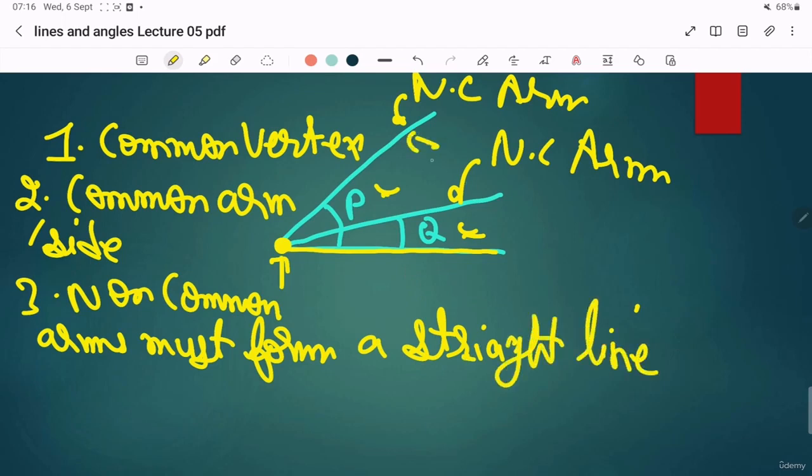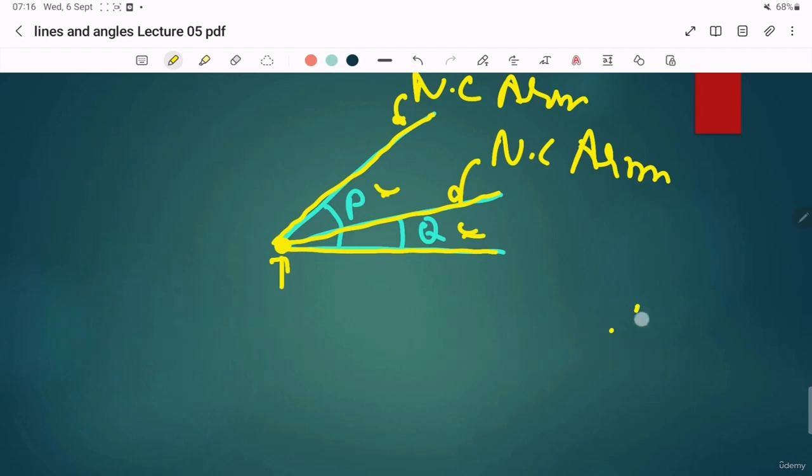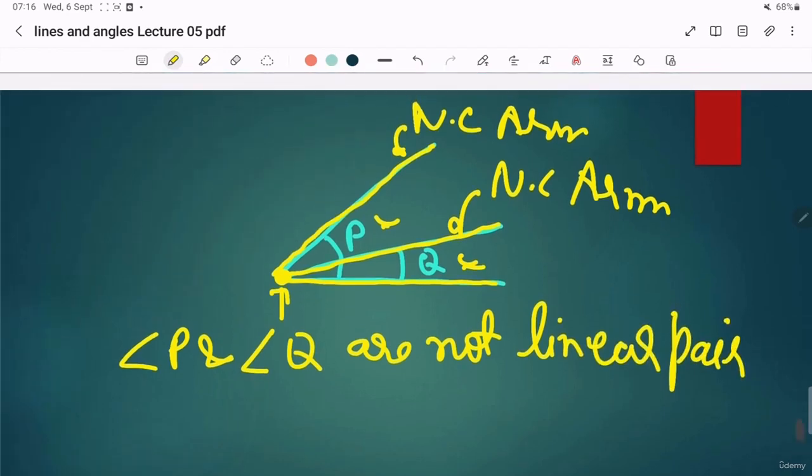Now, these two are non-common arms and they are not forming a straight line. One line is like this and one line is like this. They are not forming a straight line. Therefore, these two angles, angle P and angle Q, are not a linear pair. So in this way, we check whether two angles are a linear pair or not. In this video, we have seen what linear pair angles are and how to check whether two angles are a linear pair or not. Thanks for watching.